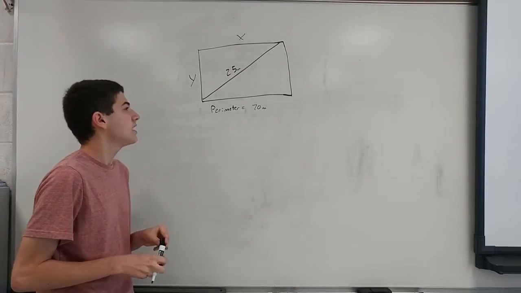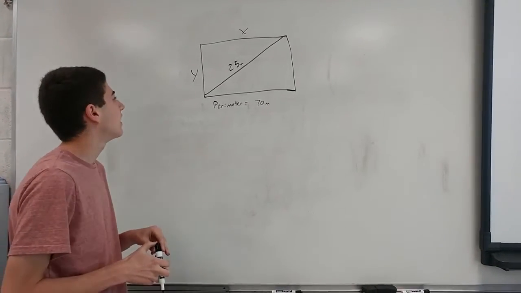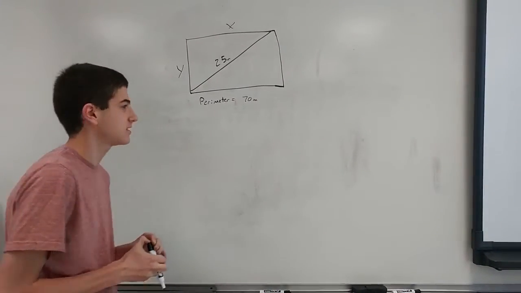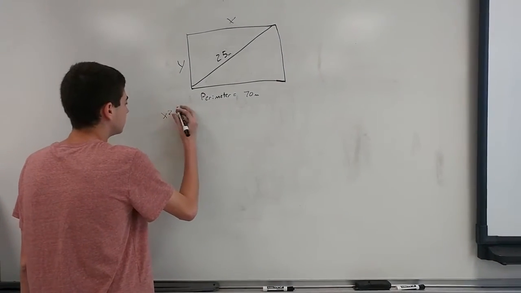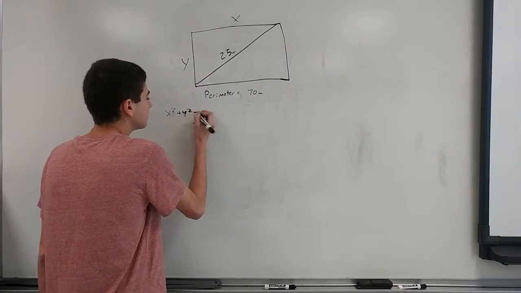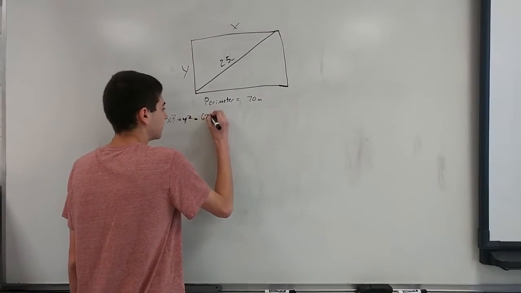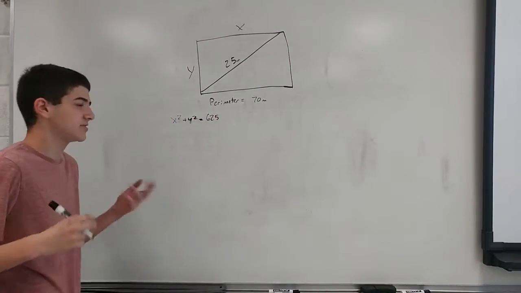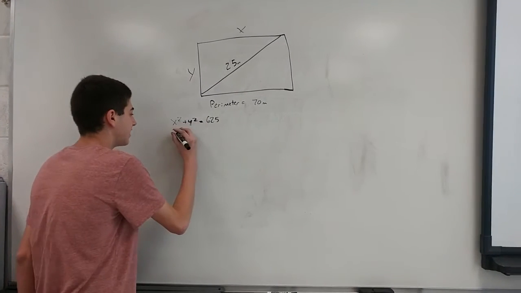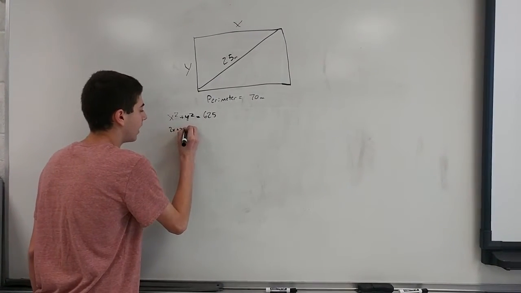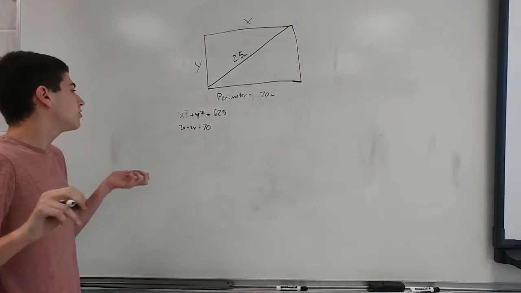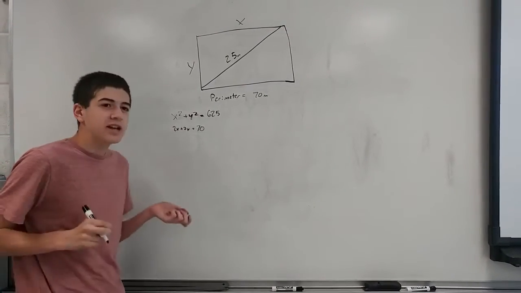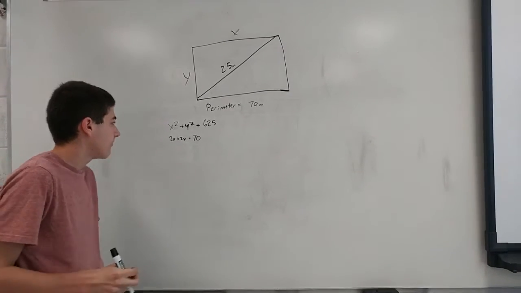Before we dive into the math, we need to develop a few equations for how we can solve this. First one, using the Pythagorean theorem, is that x squared plus y squared equals 25 squared, or 625. The second one, using the definition of a perimeter, is that 2x plus 2y equals 70. So, how should we solve this? The best way is to make a system of equations.